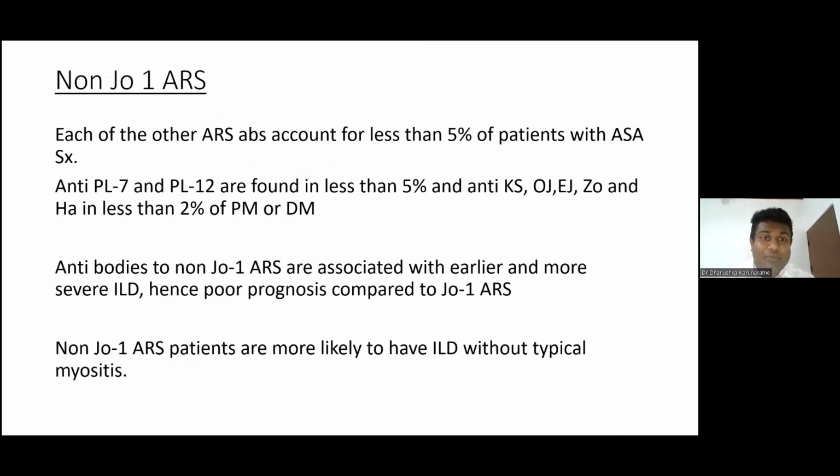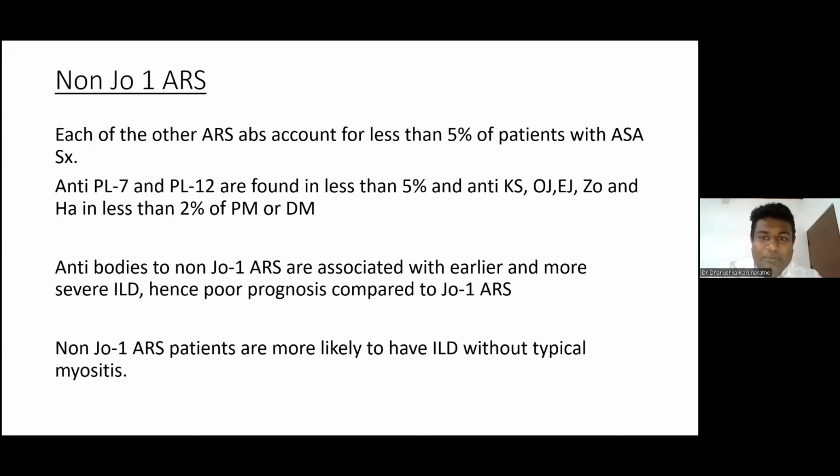And then let's talk about the anti-synthetase antibody where Jo-1 is absent, where you see the other forms of anti-synthetase antibodies. The commonest being PL-7 and PL-12, which are found in less than 5%. The other antibodies are quite rather rare. The KS, OJ, EJ, ZO, and so on, they are only found in less than 2% of the patients with inflammatory myositis. What is important clinically is they're characteristically associated with quite rapidly progressing and severe form of interstitial lung disease. So if you have anti-synthetase antibody other than Jo-1, that indicates poor prognosis.